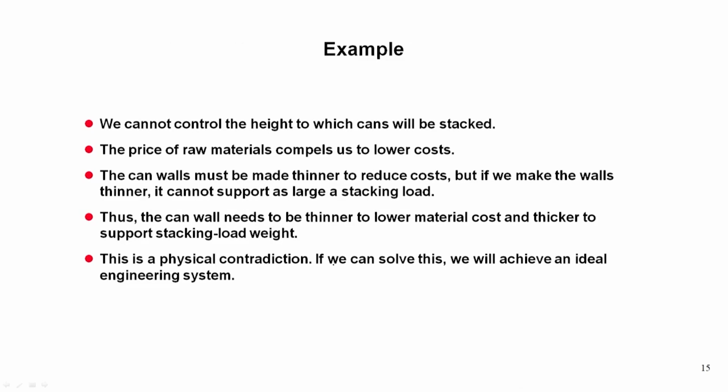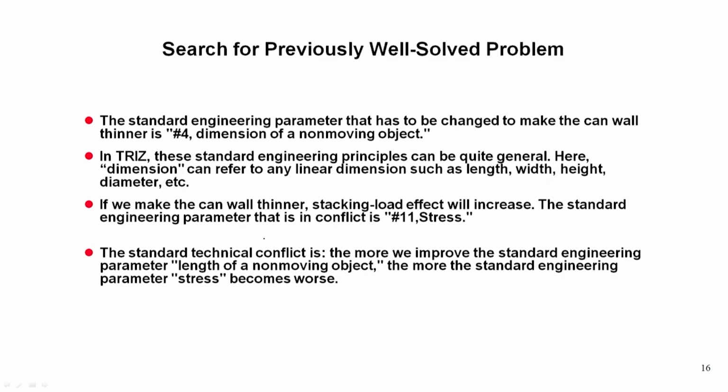There are many examples, like in the can problem. We cannot control the height to which cans will be stacked, or the price of raw materials. The can walls must be made thinner to reduce cost, but if we make the walls thinner, they cannot support a large stacking load; the can is going to buckle. The can wall needs to be thinner to lower material cost and thicker to support the stacking load weight, a contradiction, and then you can map it in terms of a technical contradiction.